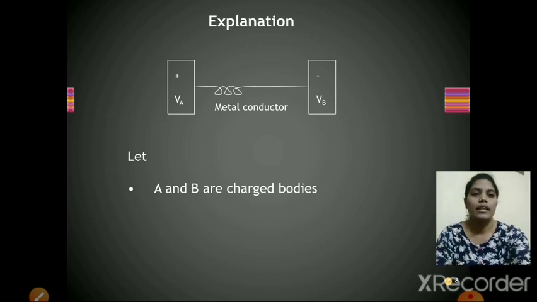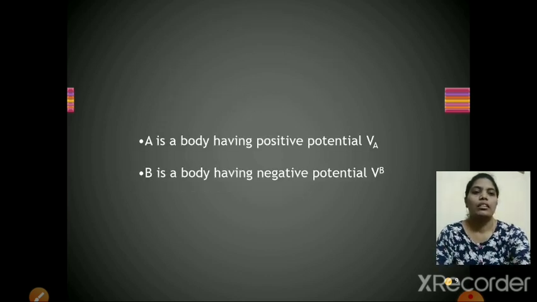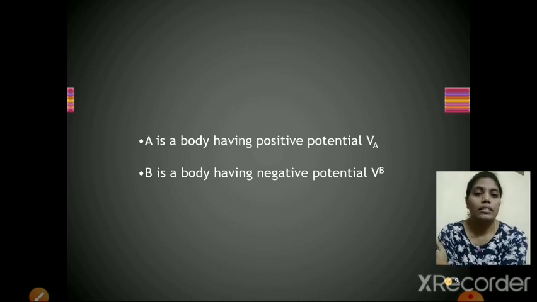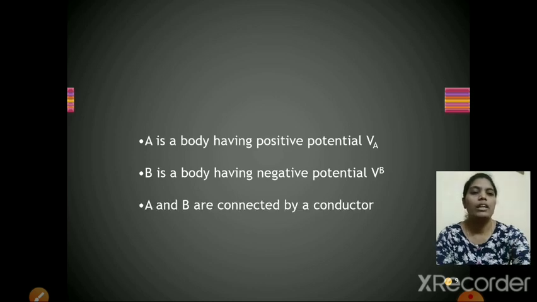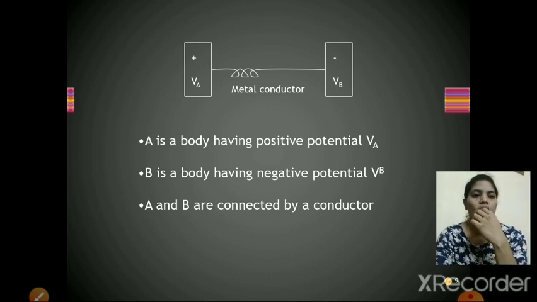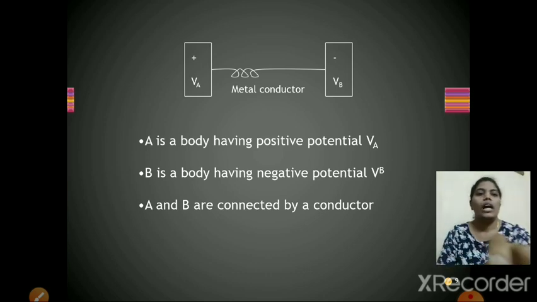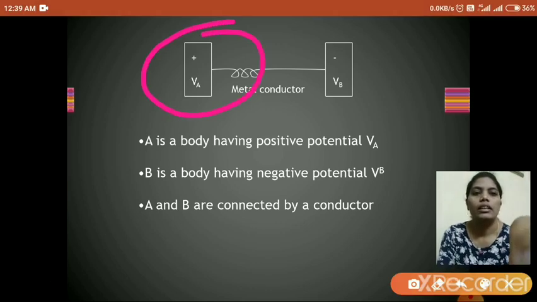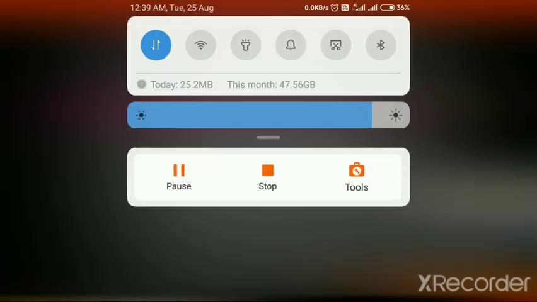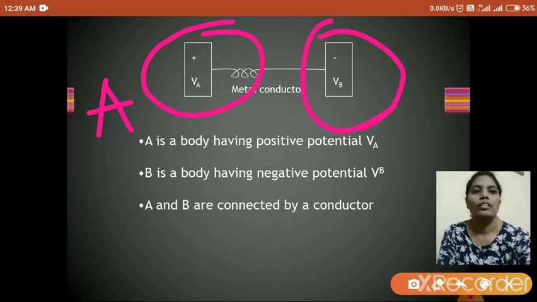These two are connected using a metal conductor. Now this A is a body having positive potential, that is VA, and B is a body having negative potential VB. Now these A and B bodies are connected by a conductor. Now you can see in the picture we are connecting. Let me show you. This is the body A and this is the body B.